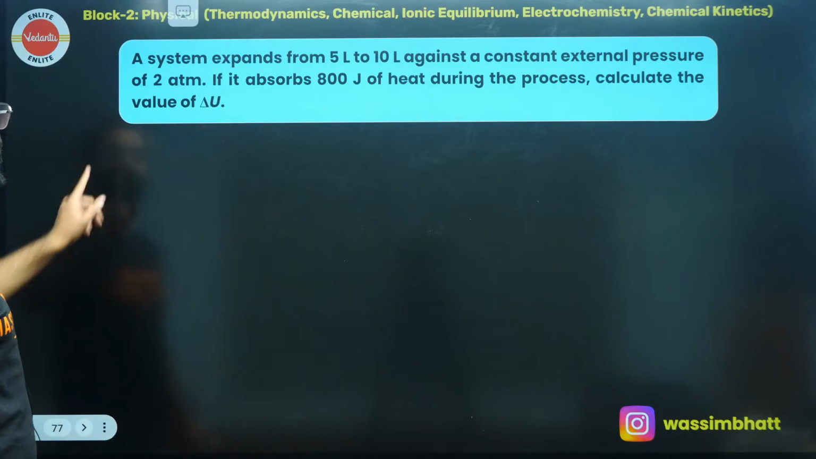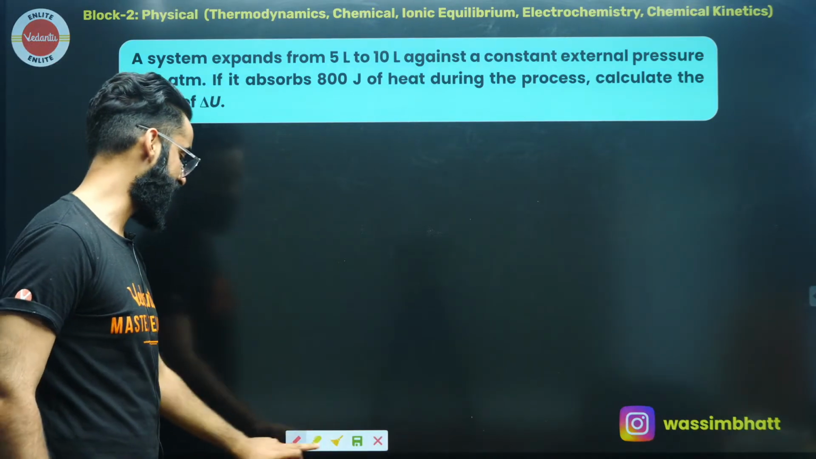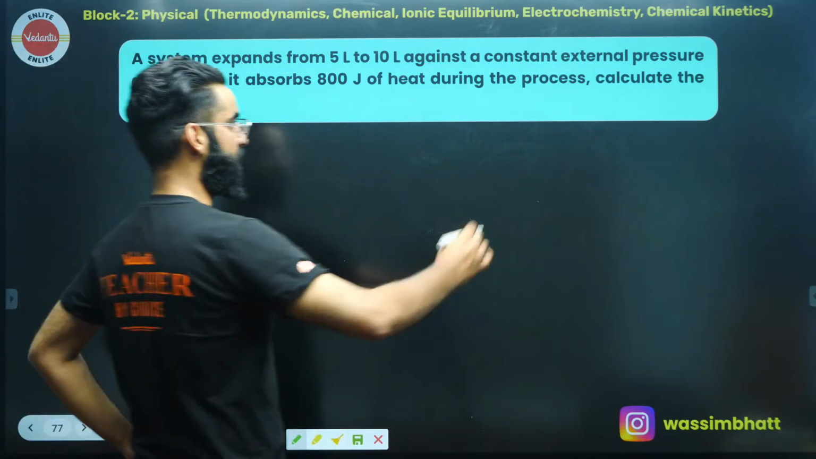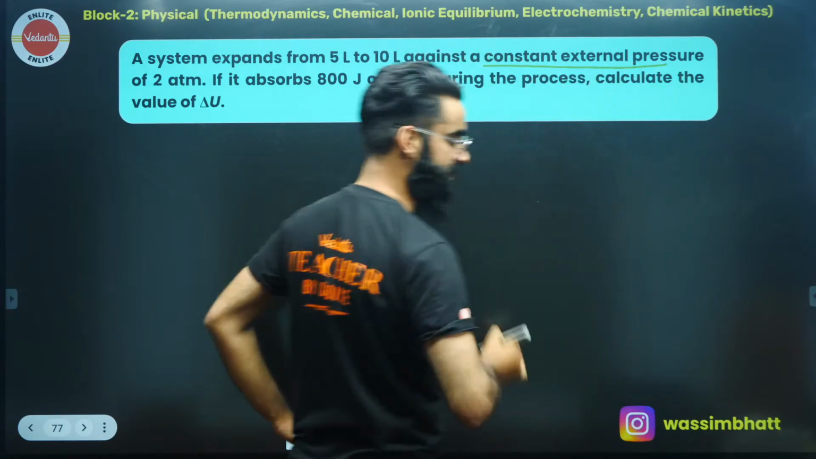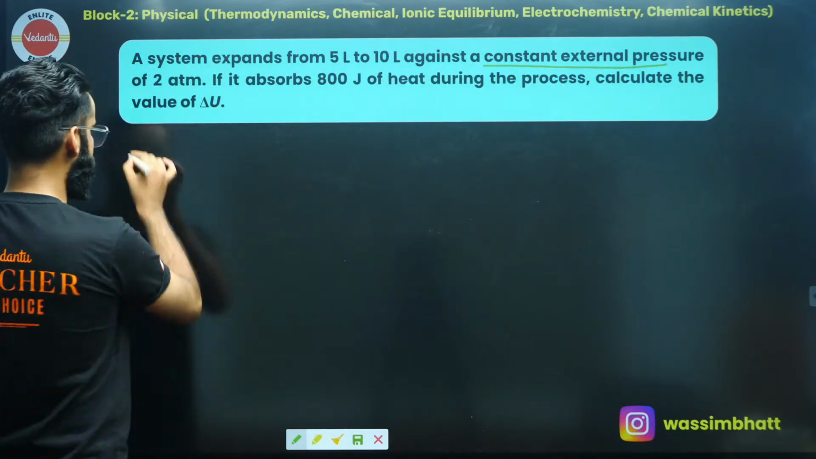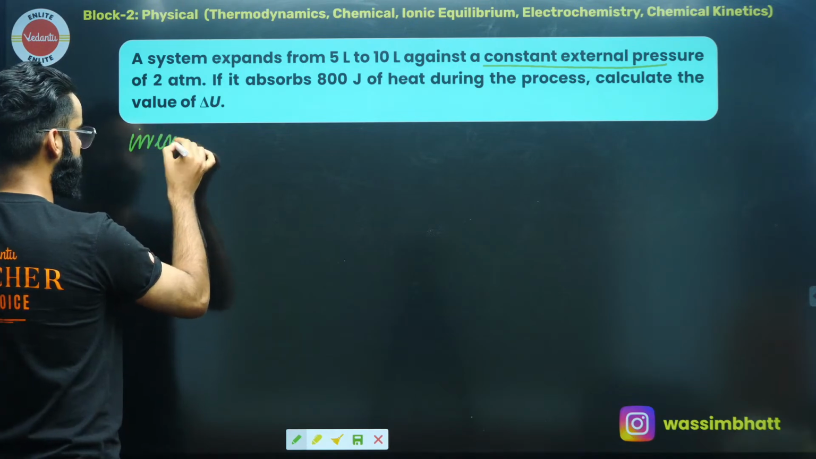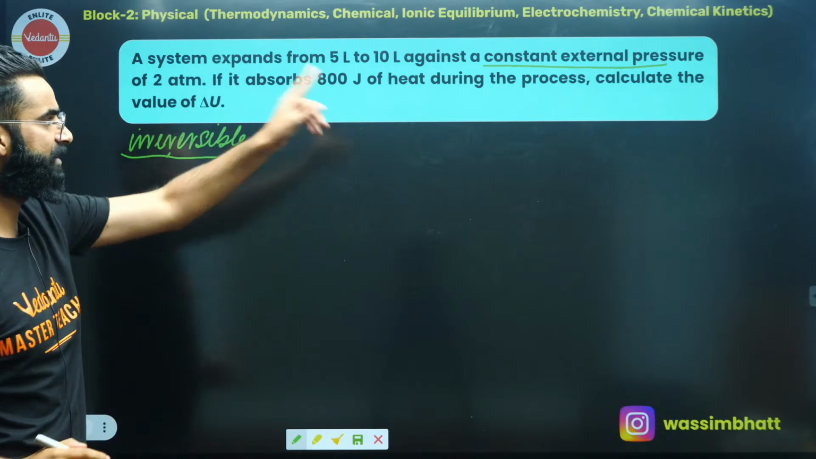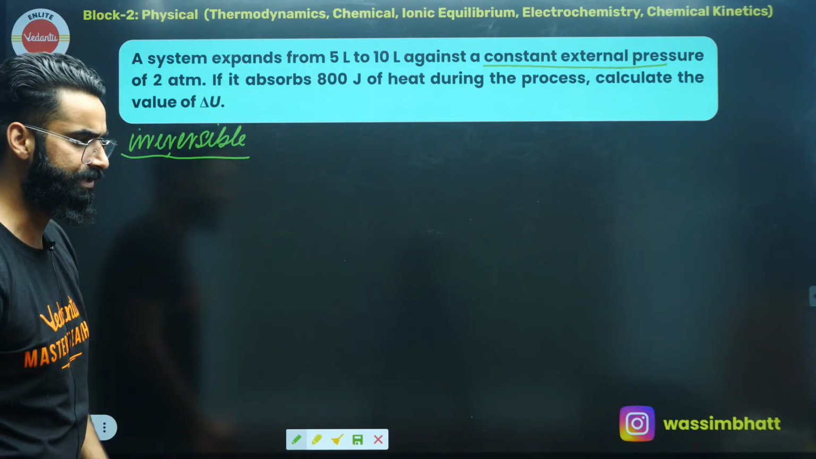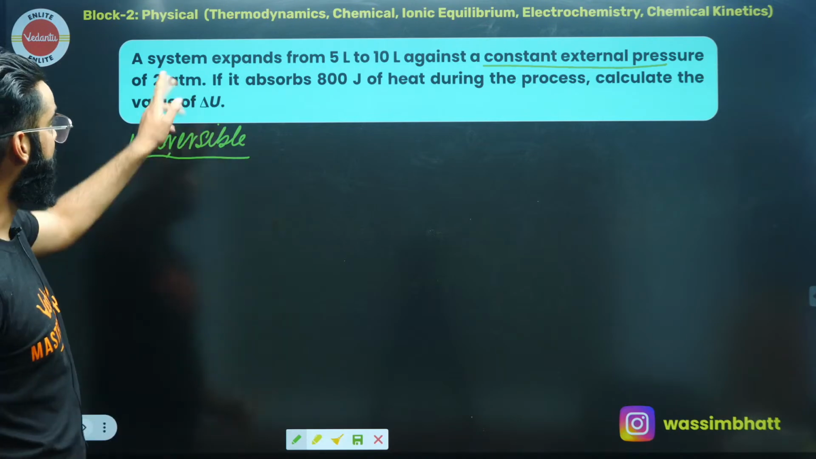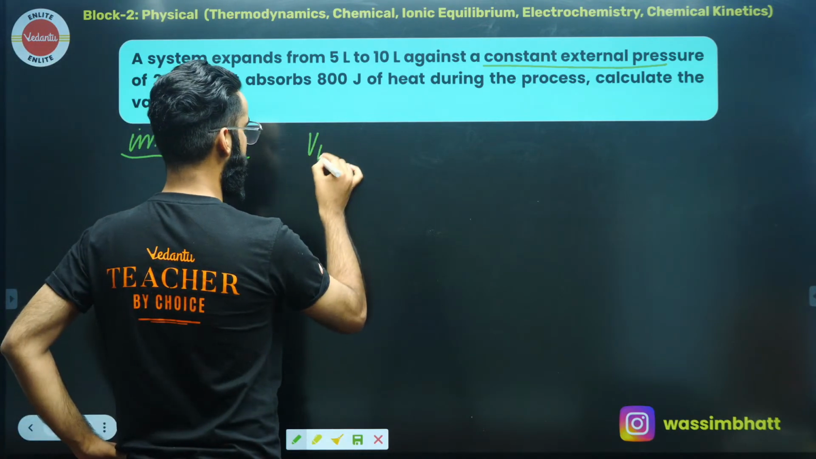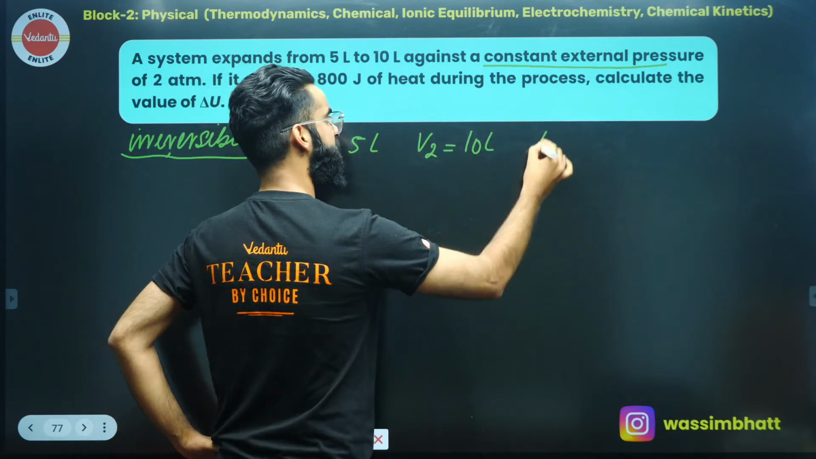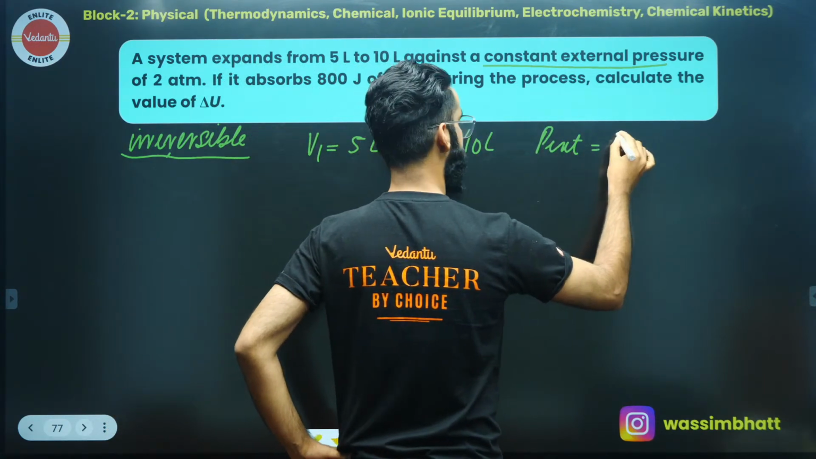A very simple question. A system expands from 5 liters to 10 liters against constant external pressure. Whenever you see the statement constant external pressure, take the process to be irreversible. So the initial volume of the gas is 5 liters, the final volume of the gas is 10 liters. External pressure is 2 atm.